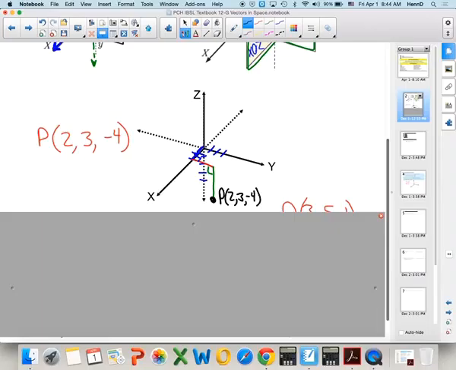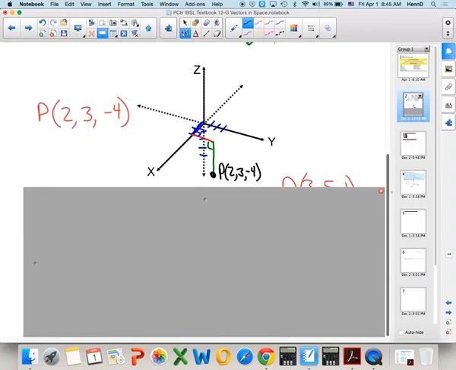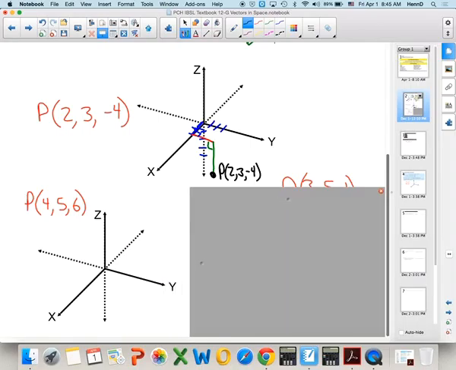Now, I know I'm working on the computer, so it's nice I can draw it and then drag it over to where I need it to be. But you can do this even without a computer, just by measuring. Okay? Let's say I have the point 4, 5, 6.